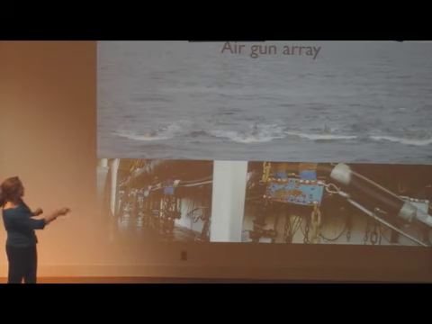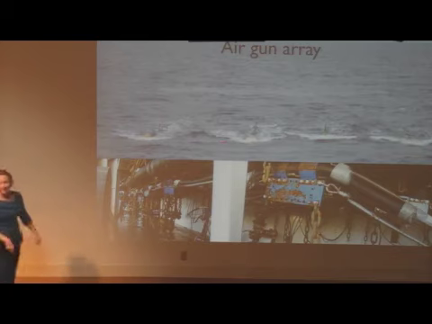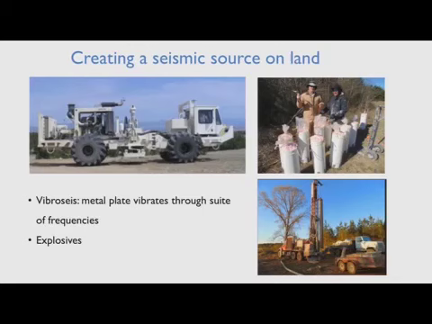And so here's just looking back behind the ship. Sorry, this photo is fuzzy, but you can see these sort of black snake things, and these are the floats, and all the air guns are hanging down below them. And on land, we have a variety of options.